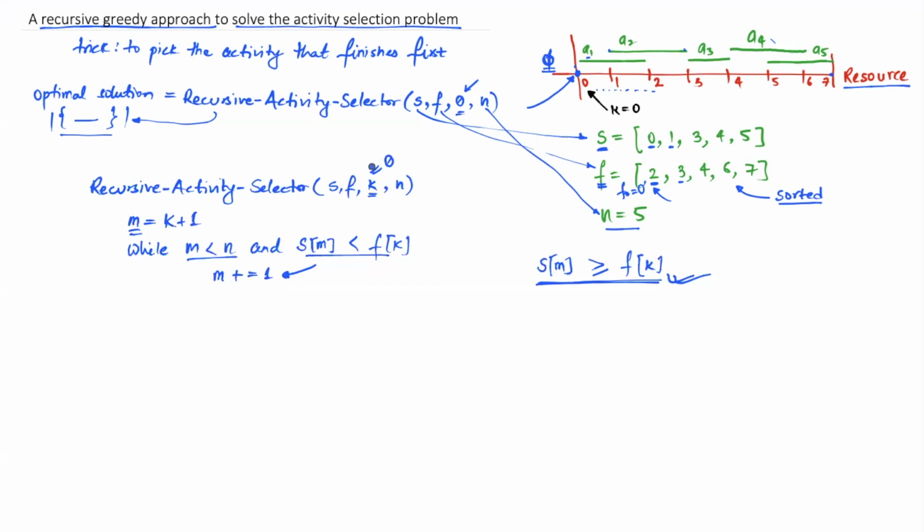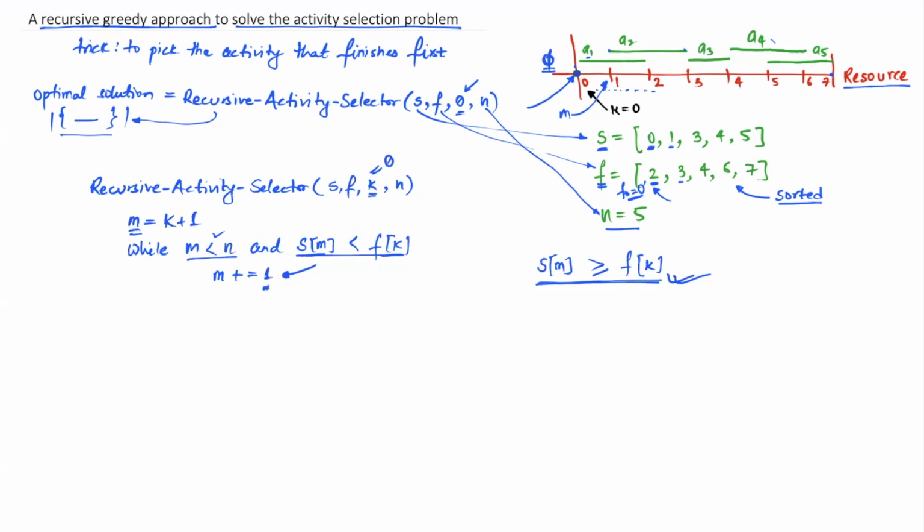So at the beginning, when K equals 0, I will set M equals K plus 1. So my M is pointing to 1. Then I check, is M less than N, which is true. And then I check, is the start time of m less than the finish time of k? So finish time of k is 0. I check, is the start time of m less than 0 or not. So the start time of m is 0. Is 0 less than 0? No. So we do not increase this counter.